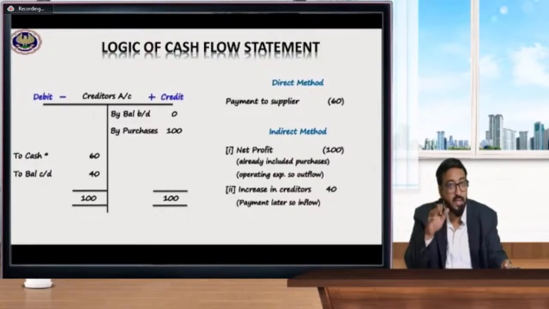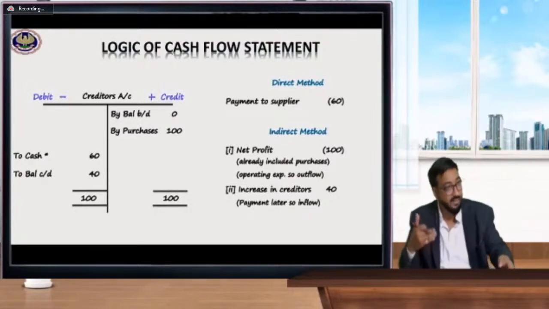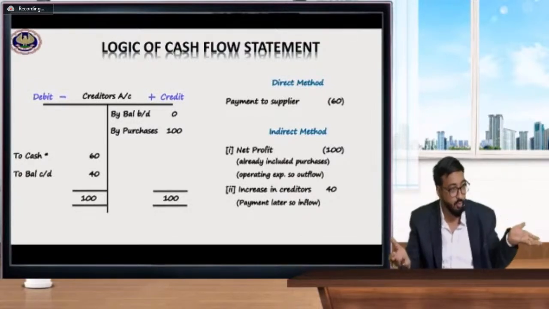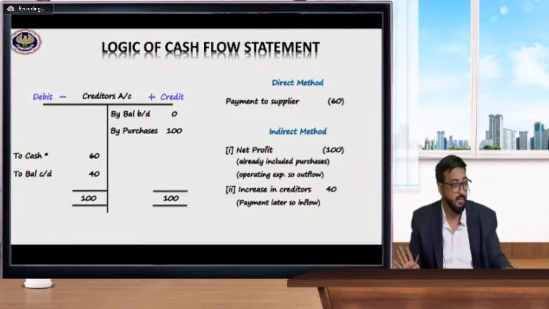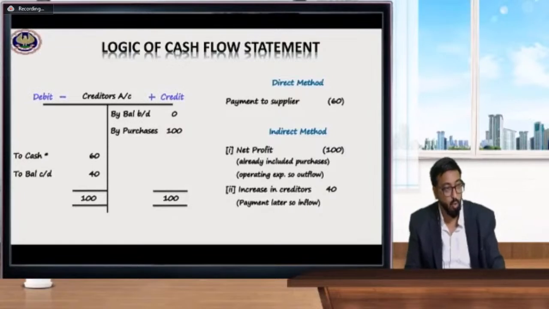So you just have to calculate increase in creditors. You will start with net profit. It is already inclusive of 100 rupees, and you just add increase in creditors. Yes, वो तो देना ही पड़ेगा. Opening and closing balance of creditors are given in the question. Yes, opening and closing balances are given, mandatory. Then only it's possible, na? So you don't need purchases because it is already included in net profit. In which method? Indirect method.